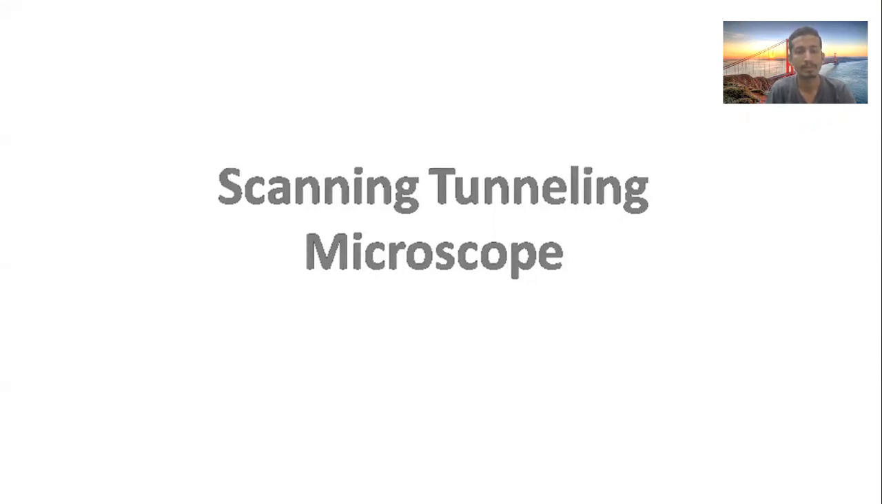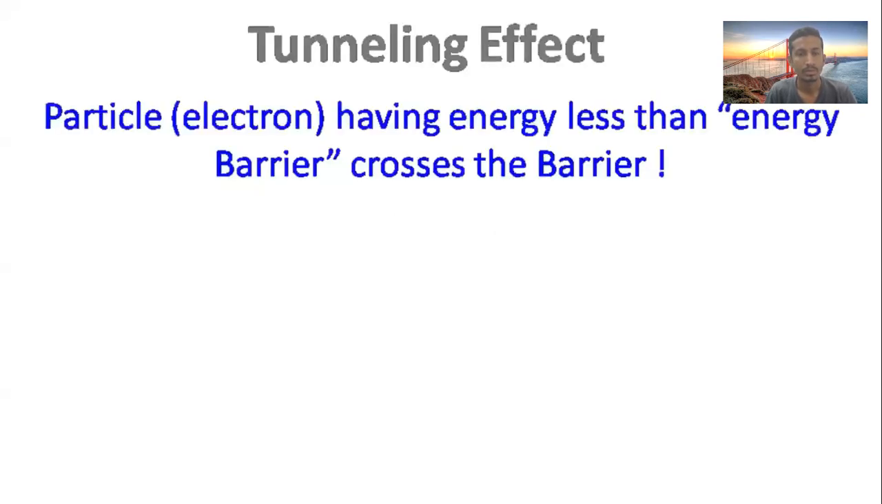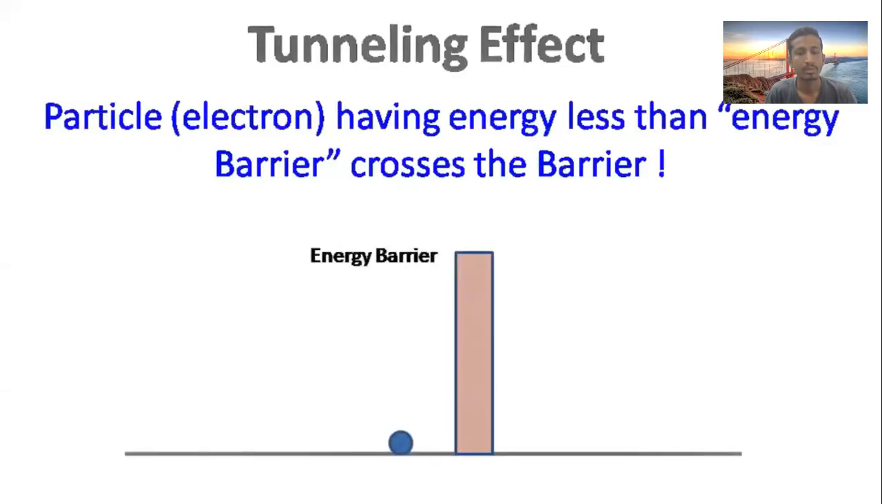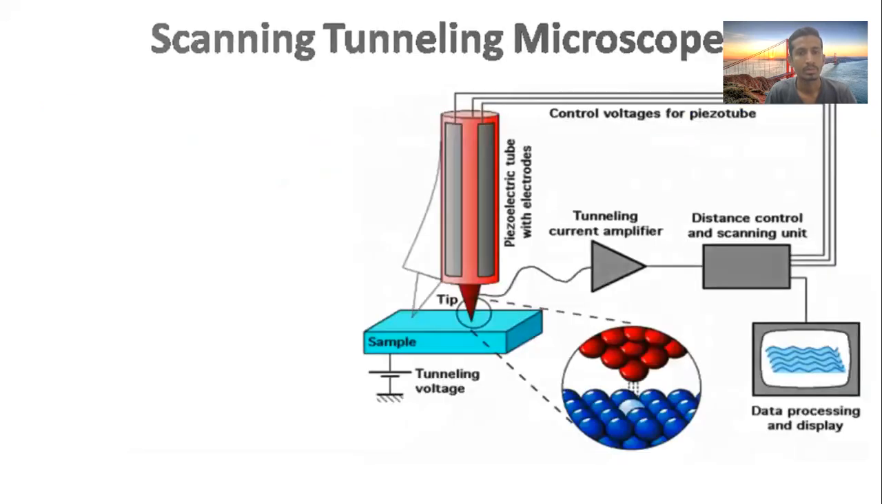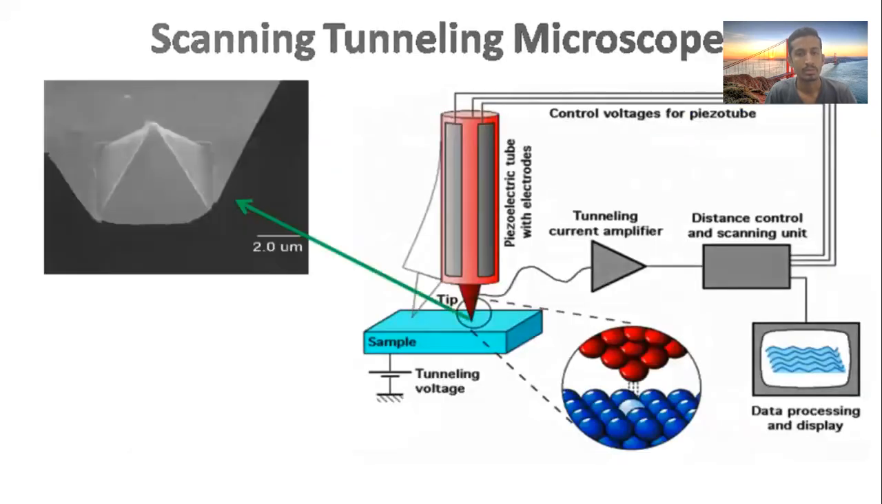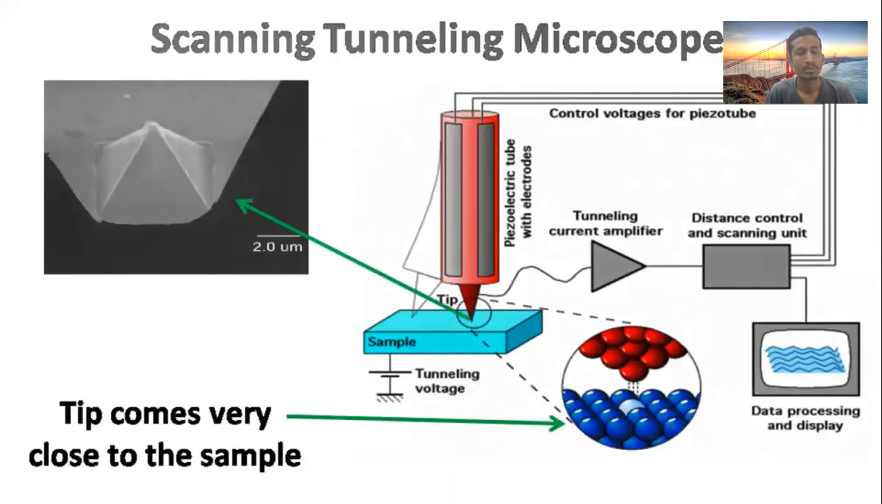Microscope works on the principle of tunneling effect. The tunneling effect is the quantum mechanical phenomenon in which the particle having energy less than the height of energy barrier crosses the barrier. The scanning tunneling microscope has a small nano-sized tip which comes very close to the sample.